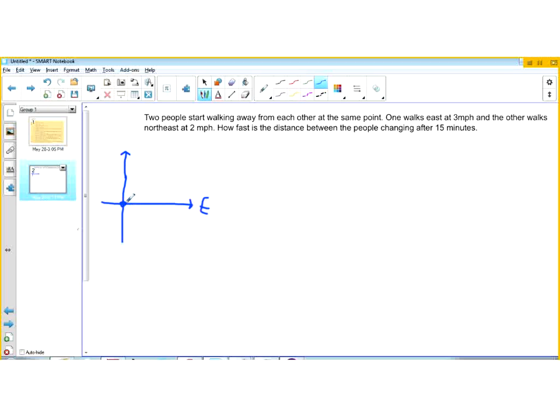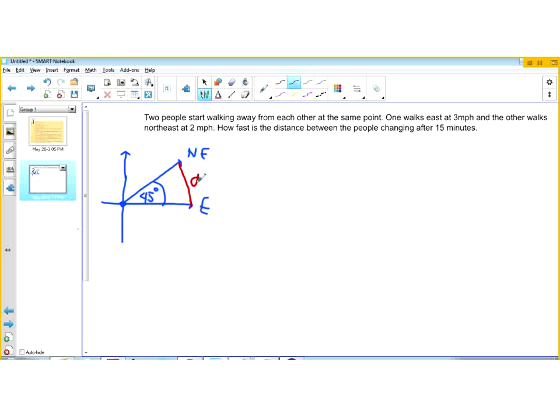And the other guy walks northeast. So northeast would be this direction. Okay, this would be the northeast direction. Okay, so the angle between the two guys as they separate is 45 degrees. All right, so we can get that information. Okay, so the distance between the two guys at any point in time is this distance that I've shown in red. So the shortest distance between the two guys would be this red.